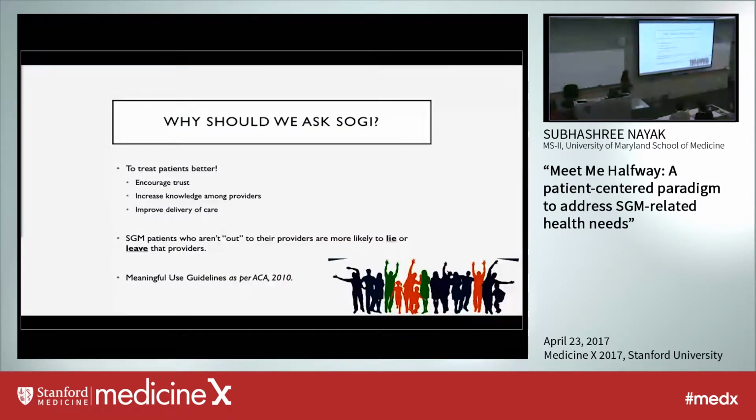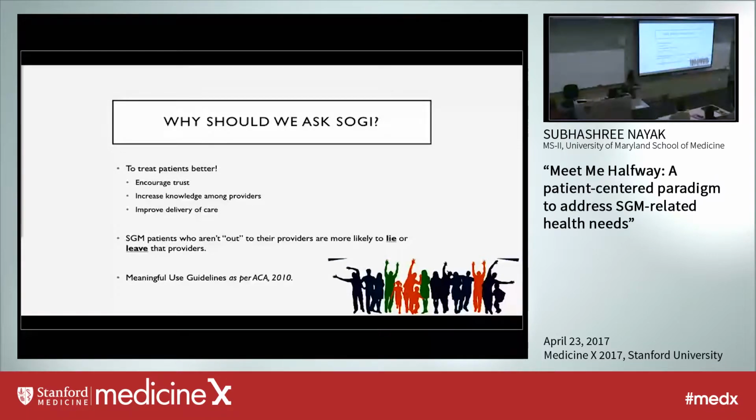So why should we even ask sexual orientation and gender identity data? Well, first and foremost, to have better relationships with our patients. Sexual orientation and gender identity are qualities that are intrinsic to people. And especially for people who have non-normative sexual orientations and gender identities, these are things that they've struggled with, or maybe not struggled with, but at least at some point come to think about deeply. So it often encourages trust when we bring up these topics with our patients. It increases knowledge among the providers to learn about other people's experiences. And it also improves the delivery of care.